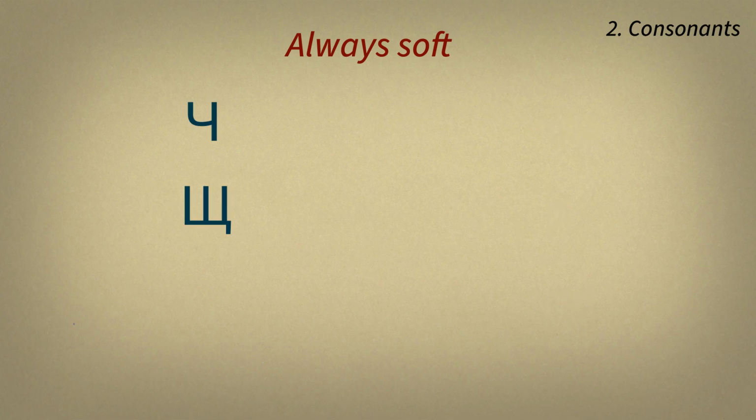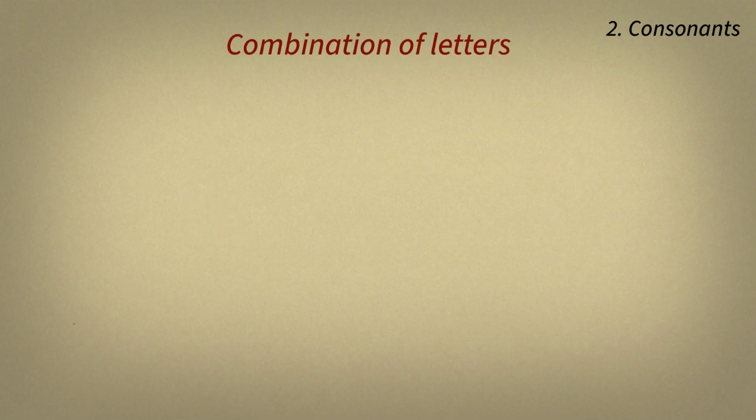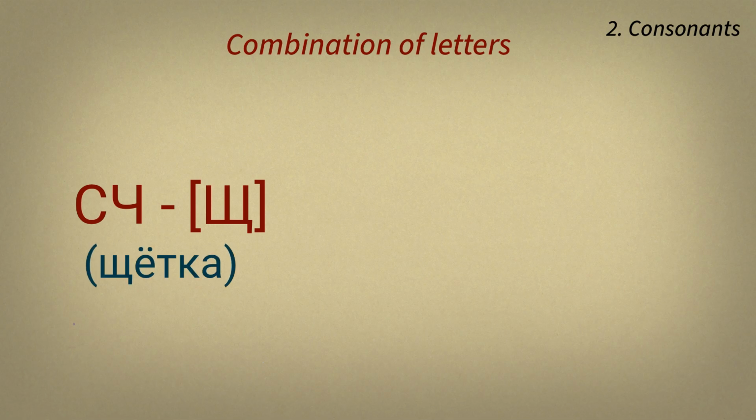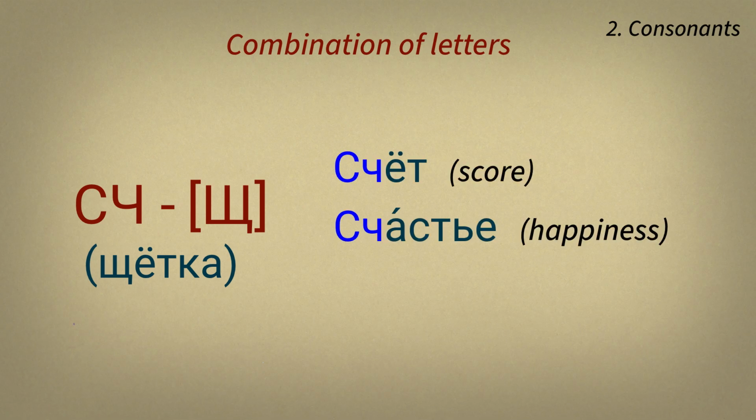Consonants Ч, Щ are always soft. Чаща, чаща. Let's look at reading of combination of some letters. The combination of the letters S and Ch in Russian is most often pronounced as the soft sound Sh, similar to the sound in the word щетка. Щетка. For example, счет, счастье. We don't read these words as счет, счастье.